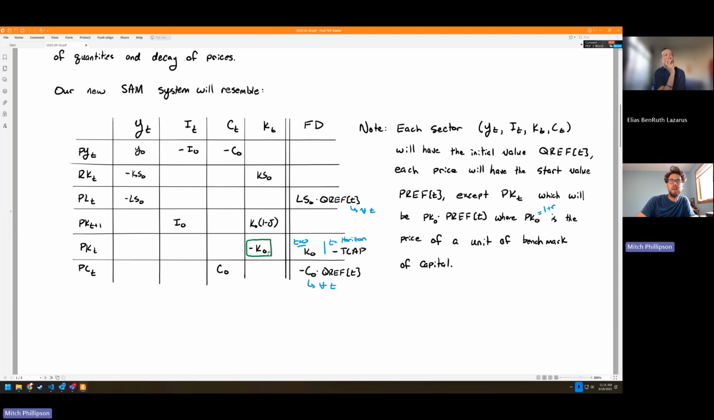And the reason for that is that the prices have initial values. So these don't benchmark value at 1. These benchmark value at PREF. So over time, those prices are decreasing. So we set a start value, except for the capital, which is offset just a little bit. It's 1 plus R.